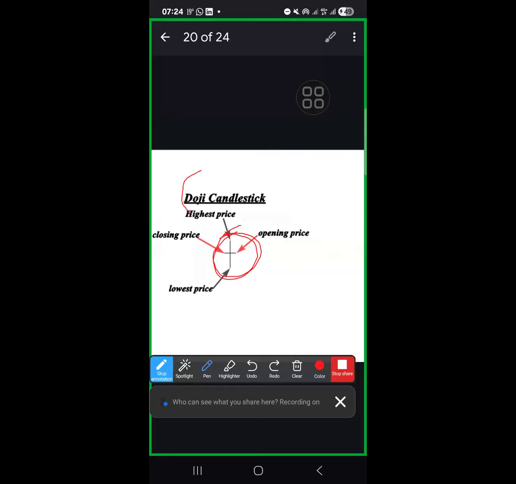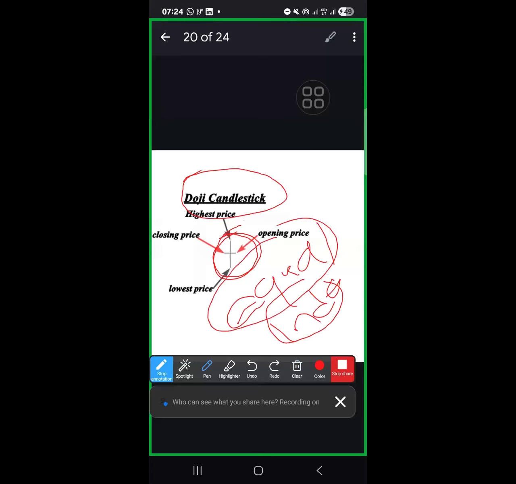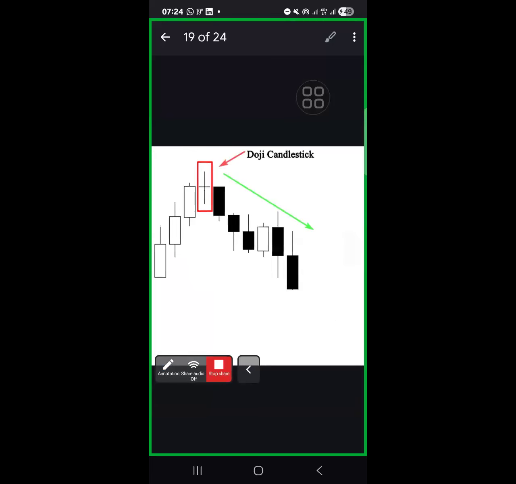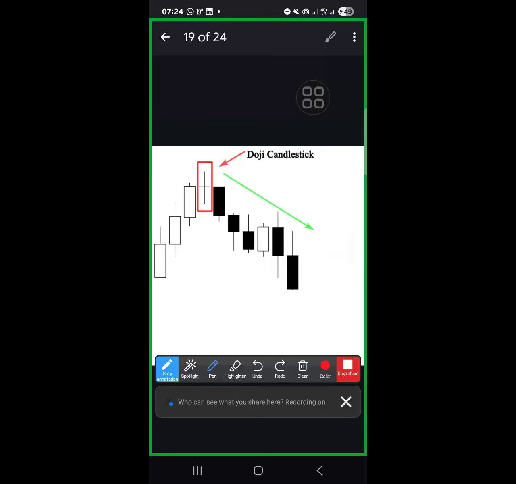So the doji candlestick pattern in general gives us equality as well as indecision in the market. Once indecision and equality are taking place, you need to wait. What should you wait for? You need to see the outcome after the doji candlestick has formed. So wait for this to happen.